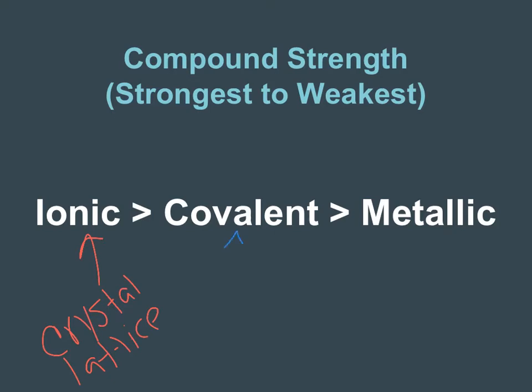Covalent compounds don't form a crystal lattice structure like that, and because of that, they end up being a little bit weaker. If I compare a single formula unit and a single molecule, the covalent bond is a little bit stronger. But because ionic compounds form that crystal lattice structure, overall they end up being stronger than covalent. And then we get our metallic. Sometimes the covalent and the metallic can swap places depending on specifically which elements we're talking about and what the molecule is. But ionic is always the highest.